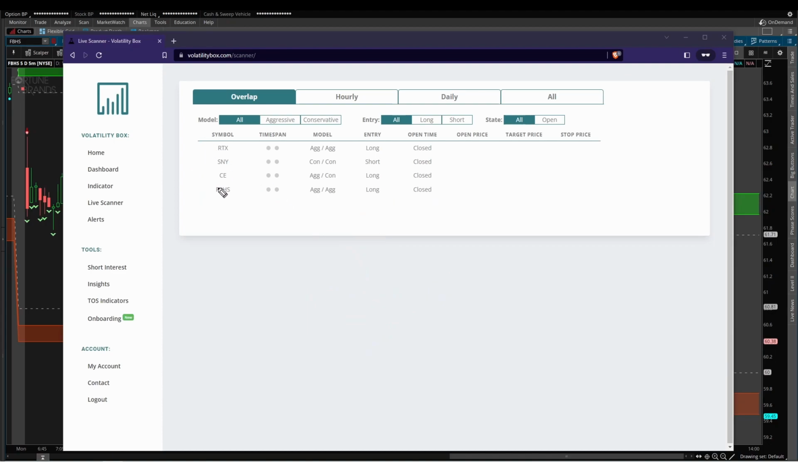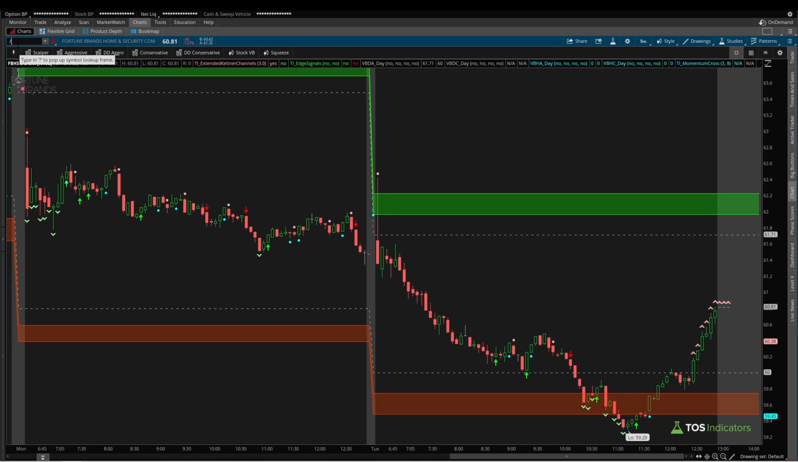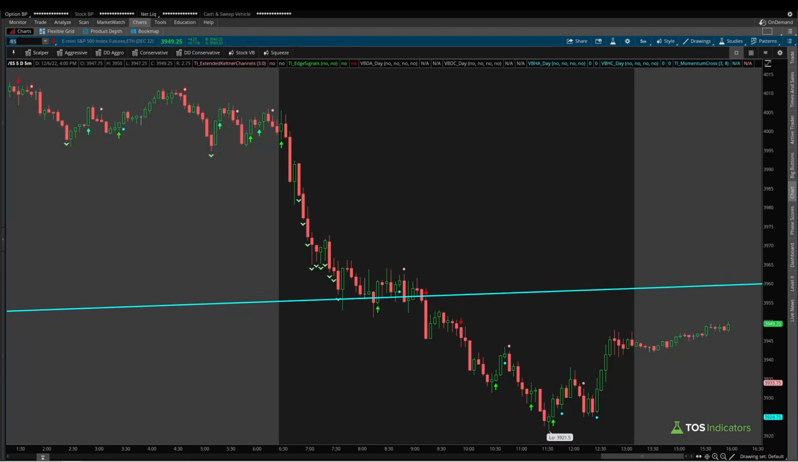Now, outside of these 4 stocks, I'll also show you what the hourly and the daily volatility box model tab looked like today, which gives you an idea of more markets in case you're looking to trade a particular kind of market. Now, let's start first with the S&P 500. So I'll load in a chart of the ES futures.